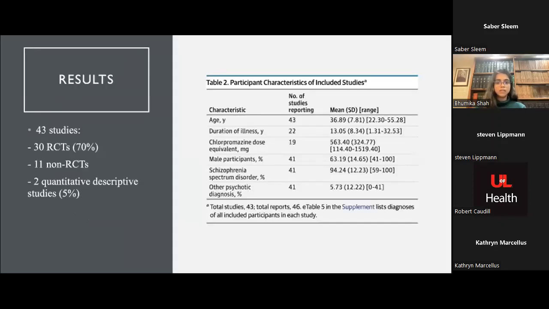So coming to the results of the study, they had a total of 43 studies. Out of them, 30 were randomized controlled trials, 11 were non-randomized controlled trials, and 2 of them were quantitative descriptive studies. The table to the right gives you a little bit more information about the participant characteristics. The mean age was around 37 years. The mean duration of illness was 13 years. They gave us the Thorazine equivalent dose, with the mean being around 464. There were slightly more male participants, 63% being males, and around 95% of the patients were diagnosed as schizophrenia spectrum and 5% as other psychotic disorders.